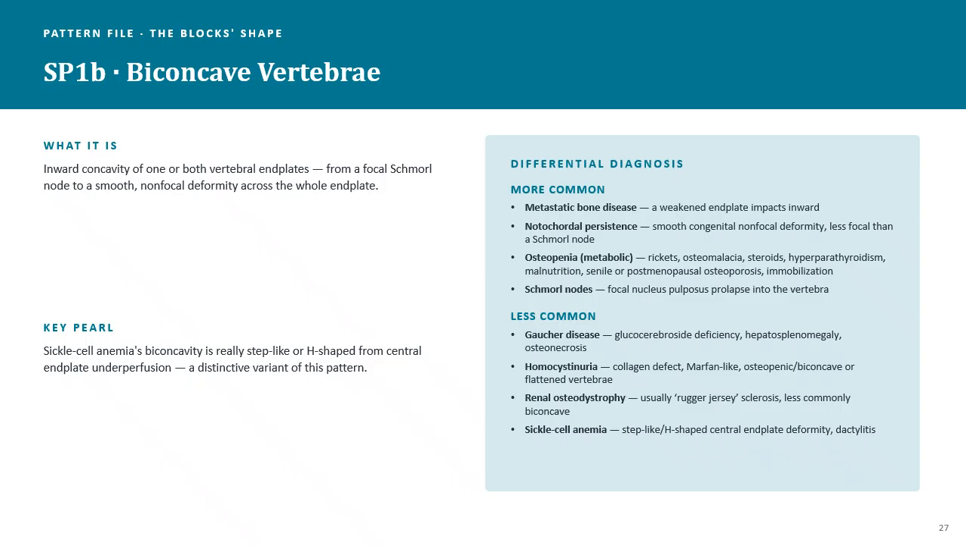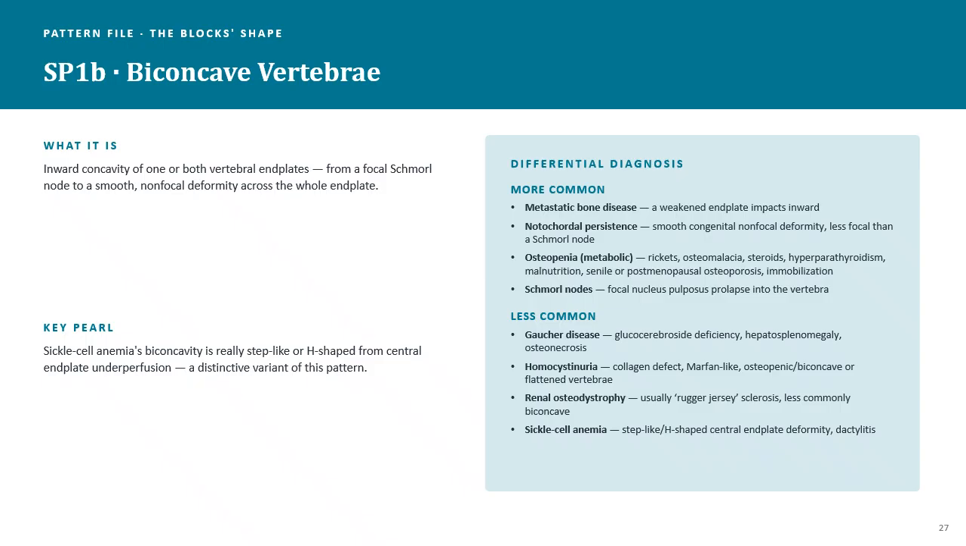This is our second case file, biconcave vertebrae. We're still talking about abnormal shape. This basically means that the top and the bottom of that vertebral body curve inward instead of staying relatively flat. One thing you can think about is if you have a marshmallow and you pinch in the middle of the marshmallow, it gives us somewhat of an hourglass shape. That's what we're talking about.